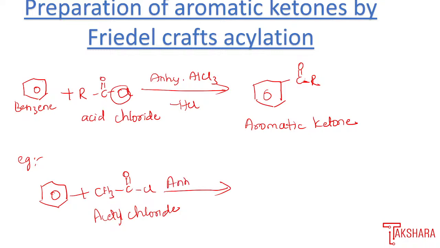In the presence of anhydrous AlCl3 in ether solution. So what product do we get? One of the hydrogen atoms in the benzene ring, any of the corners you can take, is replaced by Cl, and HCl is formed. But that hydrogen atom is replaced by the COCH3 group.